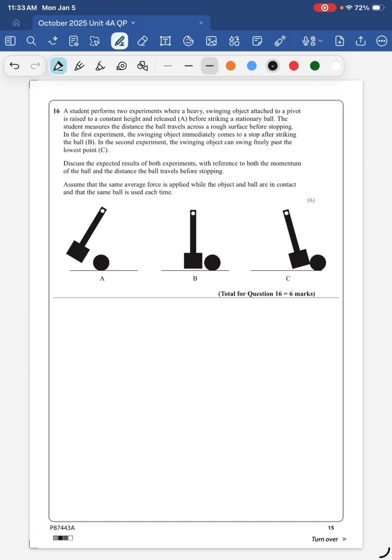Okay, question 16. A student performs 2 experiments where a heavy swinging object attached to a pivot is raised to a constant height and released, and this is shown in picture A, before striking a stationary ball. The student measures the distance the ball travels across a rough surface before stopping. In the first experiment, the swinging object immediately comes to a stop after striking the ball, which is situation B. In the second experiment, the swinging object can swing freely past the lowest point, which is shown in C.